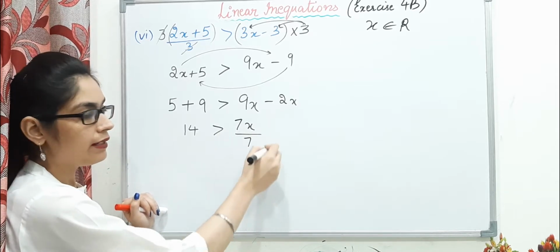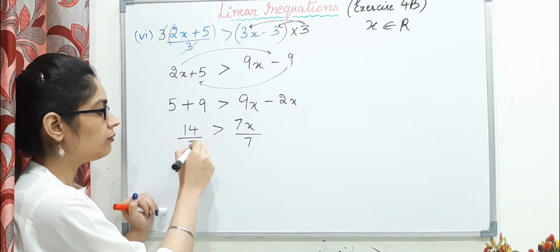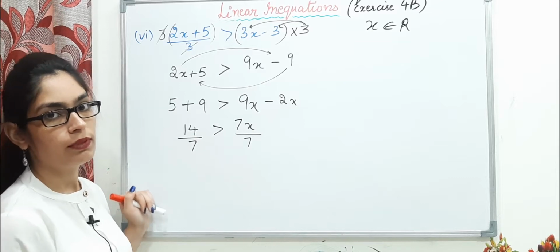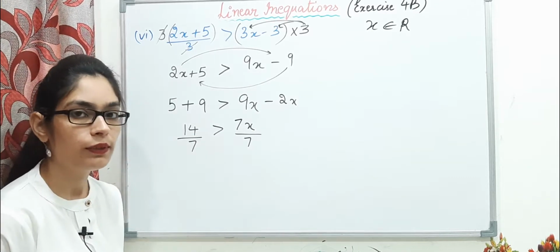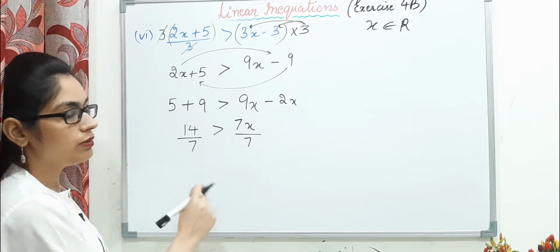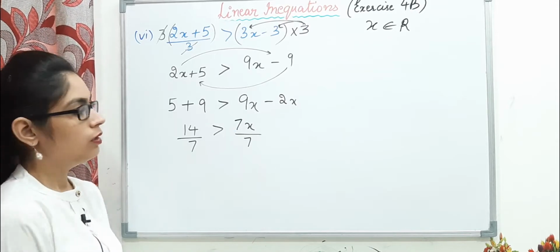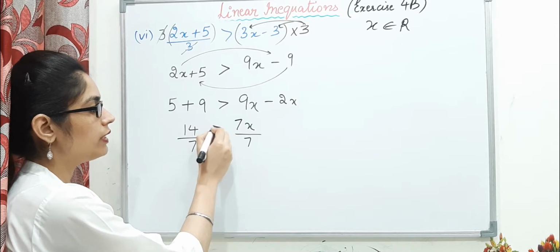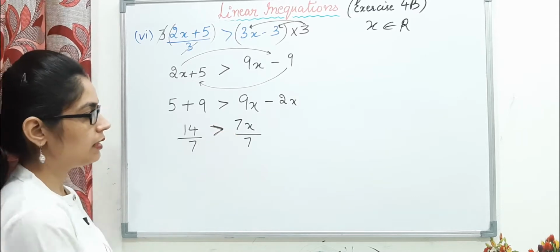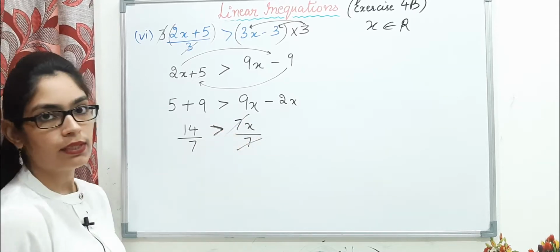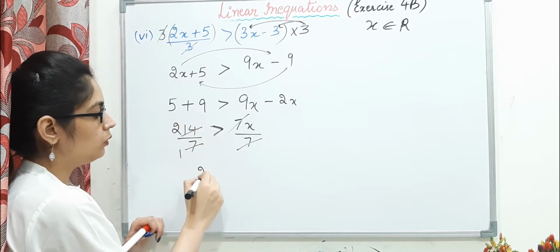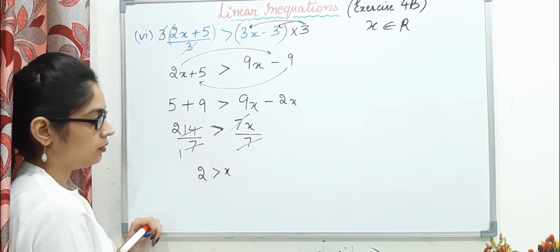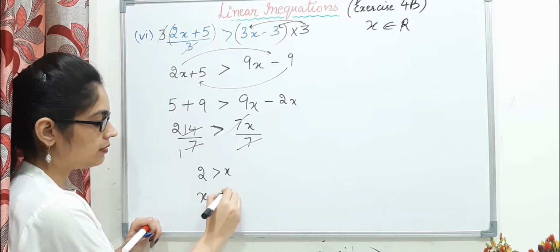So if I am dividing this side by 7, this side also we have to divide by 7, because whenever in an equation we are making any change, it should be on both the sides. So both the sides we are dividing by plus 7. So no need of making change here, the sign will remain same. This 7 and this 7 will get cancelled. 7 into 1, 7 into 2. So 2 is greater than x, or I can say x is less than 2.